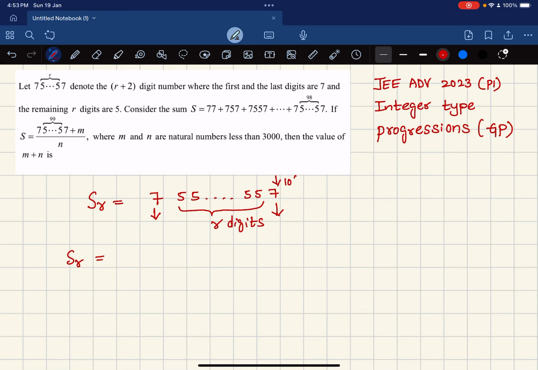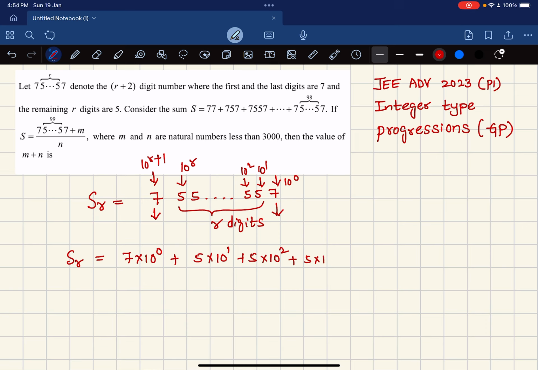Before proceeding into the question, let us assign weights to the digits of this number. So this is 10 power 0, this is 10 to the power 1, 10 square, and this will be 10 to the power r, and this is 10 to the power r plus 1. All right, so SR can be written as 7 into 10 to the power 0 plus 5 into 10 to the power 1 plus 5 into 10 square plus 5 into 10 cube plus and so on plus 5 into 10 to the power r plus 7 into 10 to the power r plus 1.